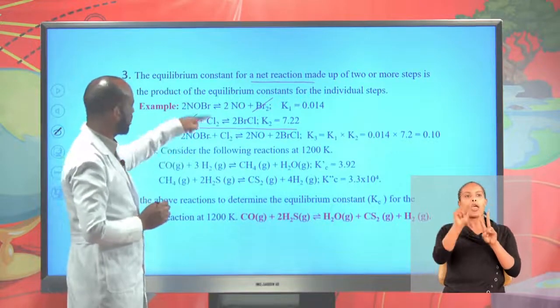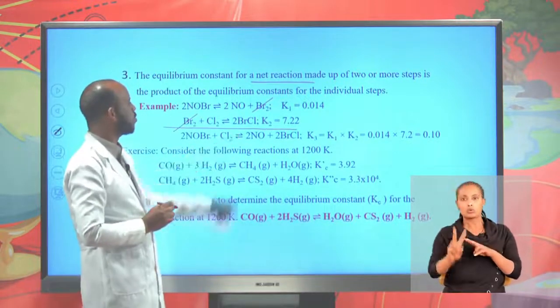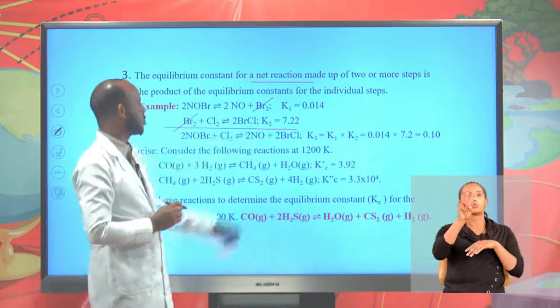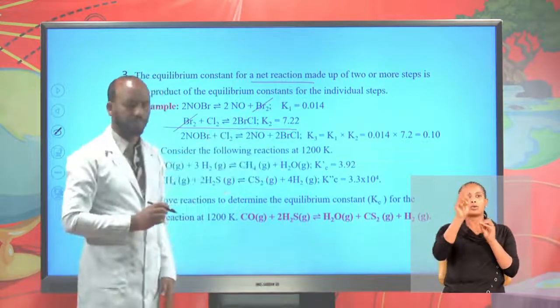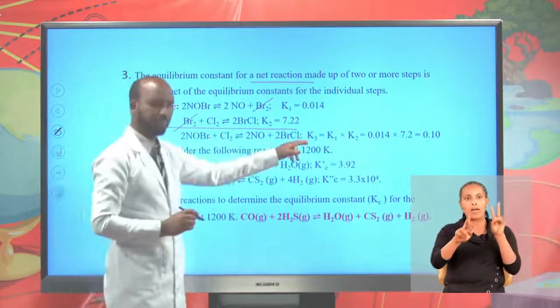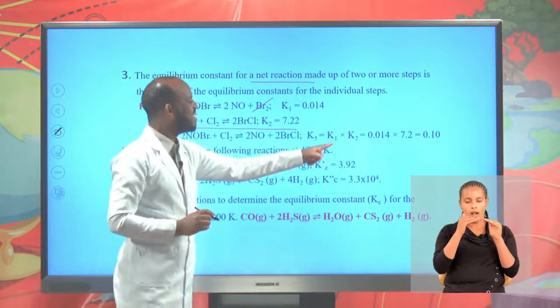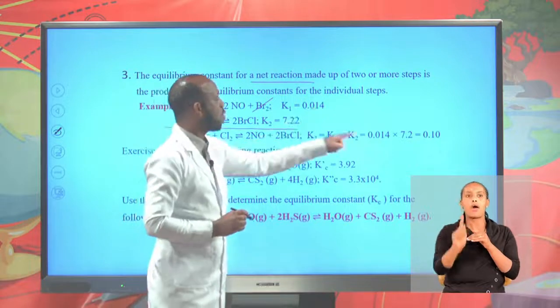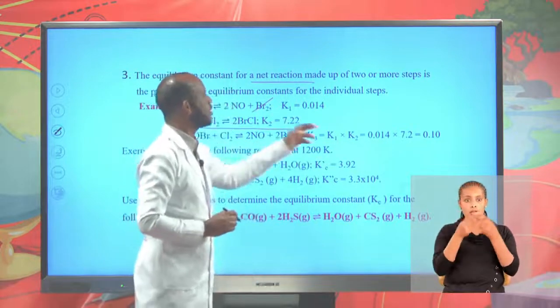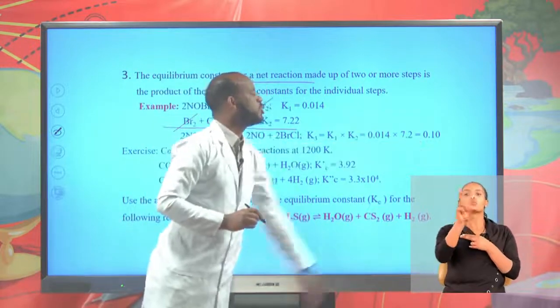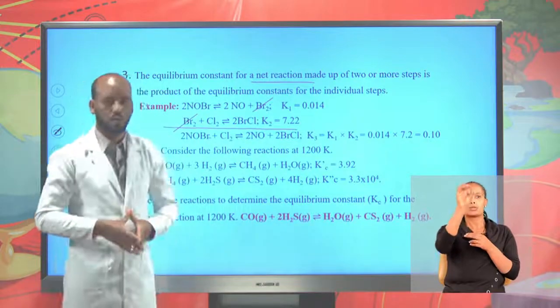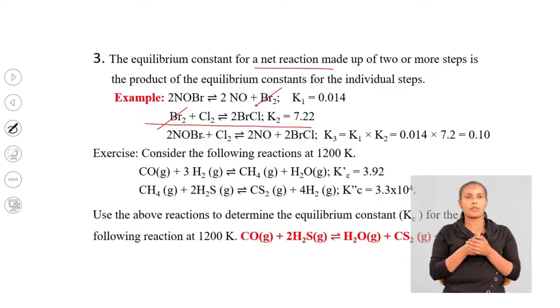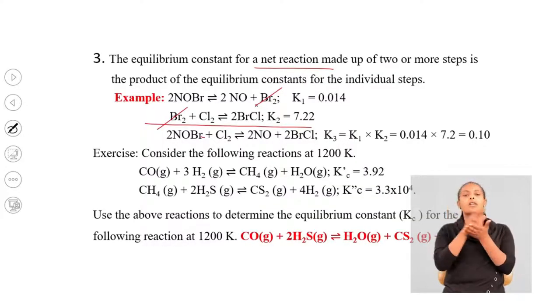2NOBr plus Cl2 in equilibrium with 2NO plus 2BrCl. The overall K equals K1 times K2, which is 0.014 times 7.2, which is 0.10.